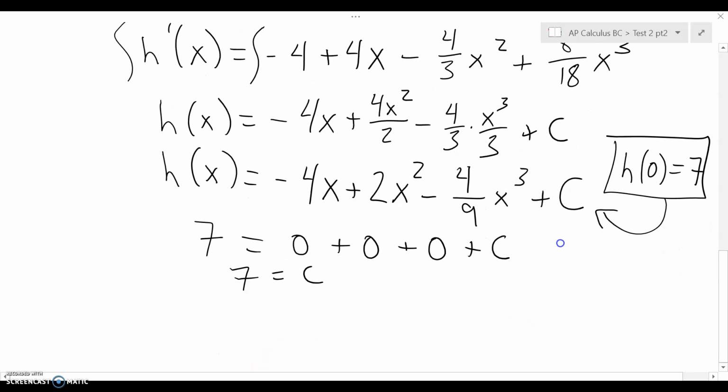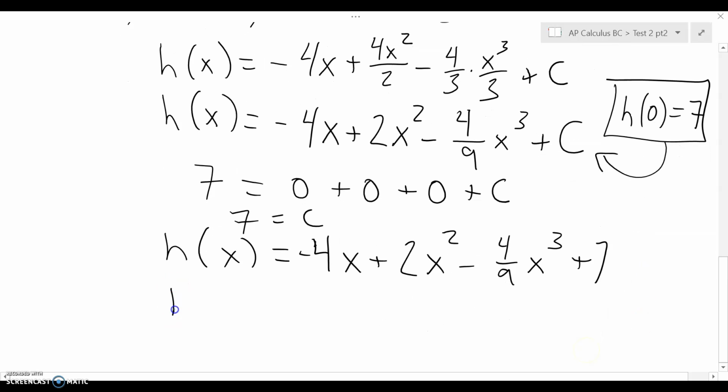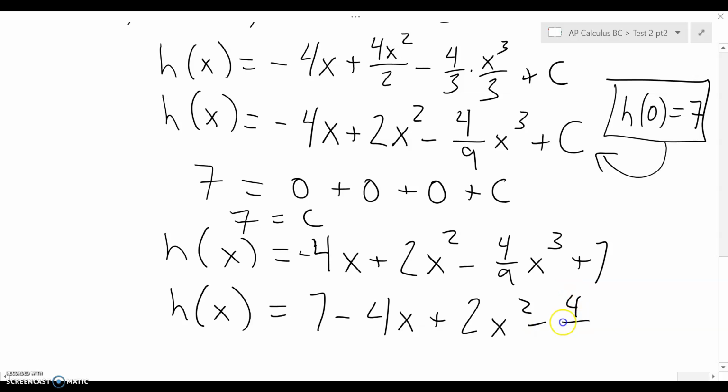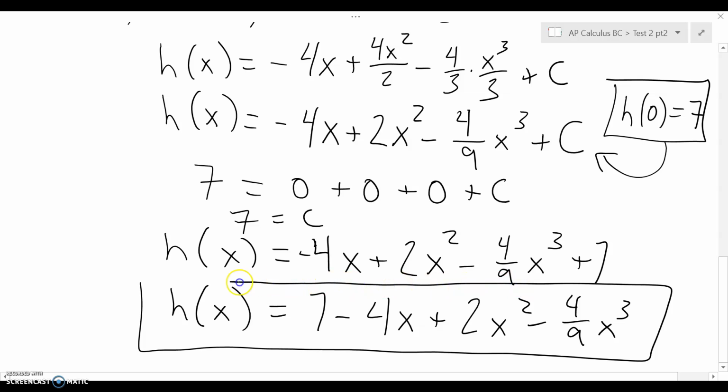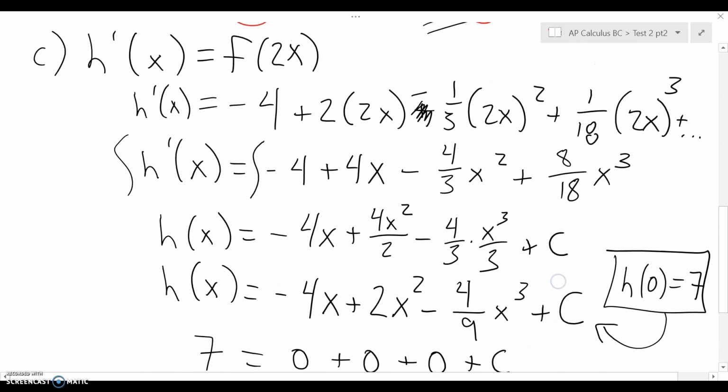And then our expression for h of x would be negative 4x plus 2x squared minus 4/9 x cubed plus 7. And if it feels better to you to reorder that, for the sake of ascending or descending order, and you just feel better about putting that 7 first, you certainly can, or you can arrange the powers in any way you want, but that's what they're going to be looking for.